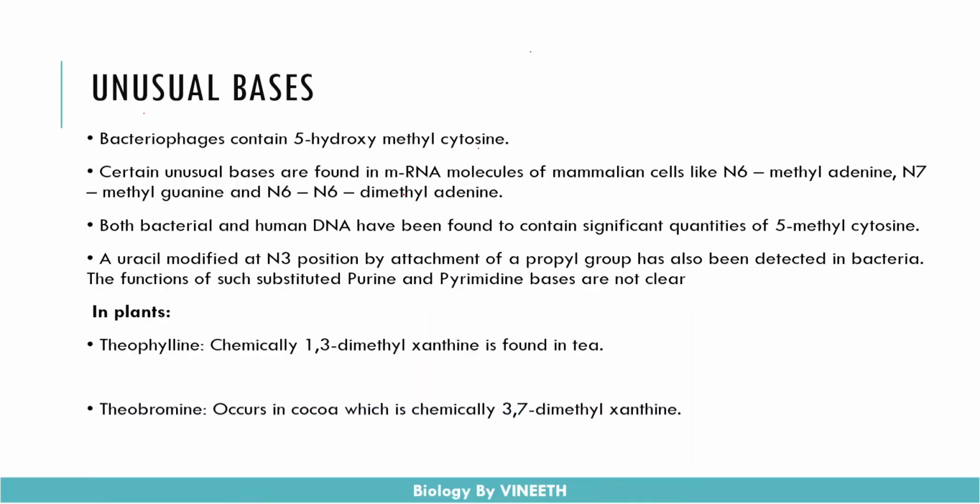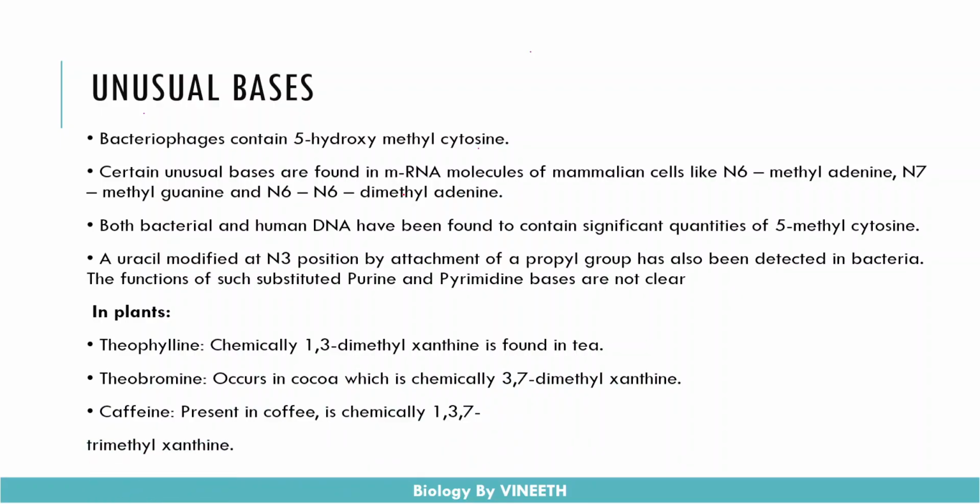Okay, so if we talk about the plants, there are also a lot of unusual bases like the caffeine, theobromine, and theophylline. These are the modified forms of nitrogenous bases. So the chemical name of this theophylline is 1,3-dimethylxanthine, which is found in the tea. And theobromine is 3,7-dimethylxanthine, and caffeine contains 1,3,7-trimethylxanthine. Okay, so xanthine is a nitrogenous base. So to this xanthine, you have to add some kind of extra methyl groups to it. So that depends on the different numbers or different carbon atoms or different nitrogen atoms. Okay, so that becomes a modified base.